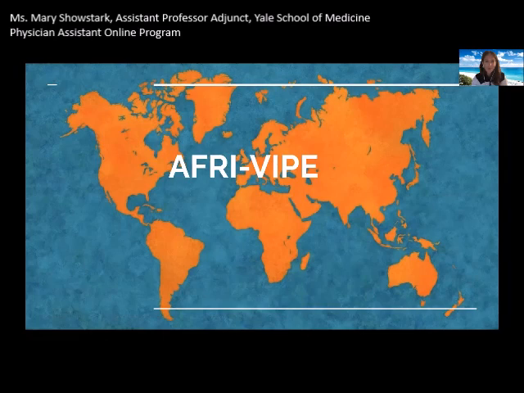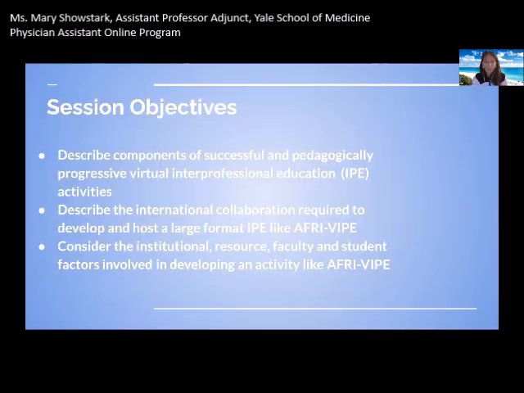So today we will be speaking to you about a few session objectives. We'll describe the components of a successful and pedagogically progressive virtual interprofessional education activities. We'll describe the international collaboration required to develop and host a large format IPE like Afri-VIPE. And we'll consider the institutional resource, faculty, and student factors involved in developing an activity like Afri-VIPE. So take you to the next slide.